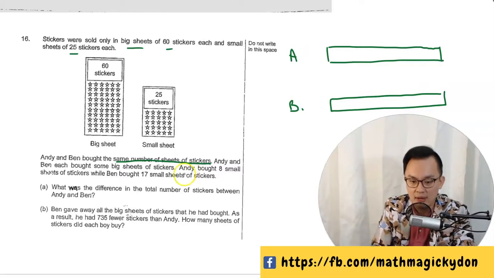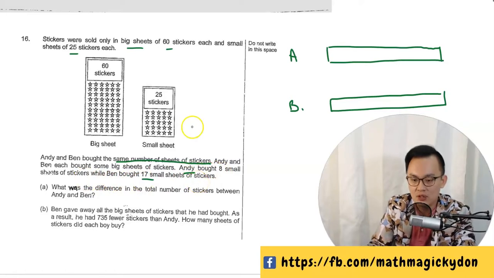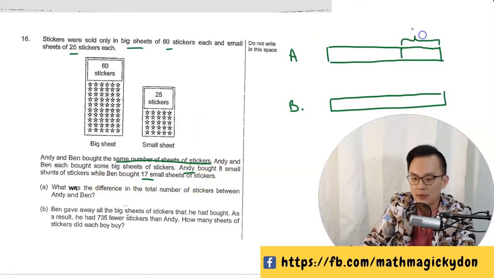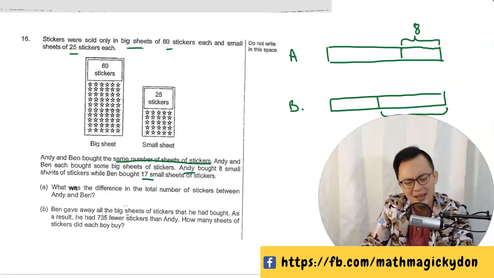Andy bought 8 small sheets of stickers and Ben bought 17 small sheets of stickers. So Andy bought 8, right? So 8 I just put here, and then I label on top 8. 17, right? 17 is more than 8, right? So I just put 17 over here. Not very hard, right?